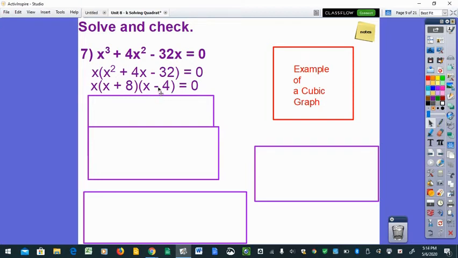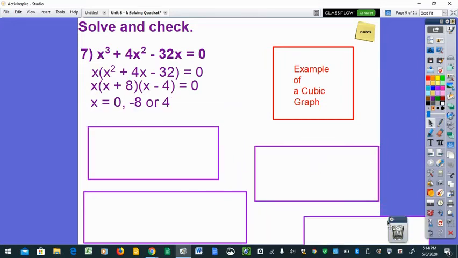Do you see 3 things multiplying to give you 0? You still have to have one of them equaling 0 in order for this product, this multiplication, to be 0. So either the x is going to equal 0, or the x plus 8 is going to equal 0, or the x minus 4 is going to equal 0. 0, negative 8, positive 4. 3 places that this cubic is going to hit the graph.